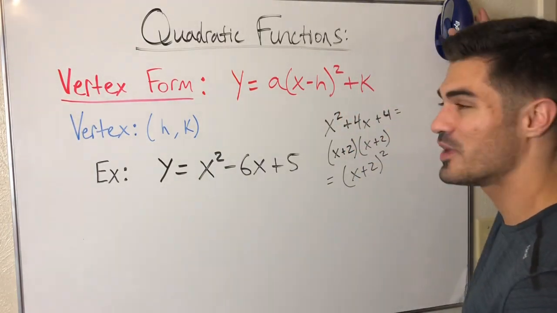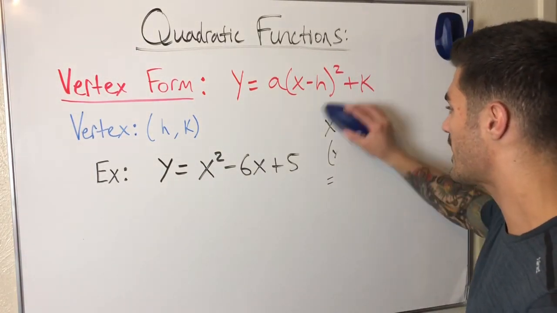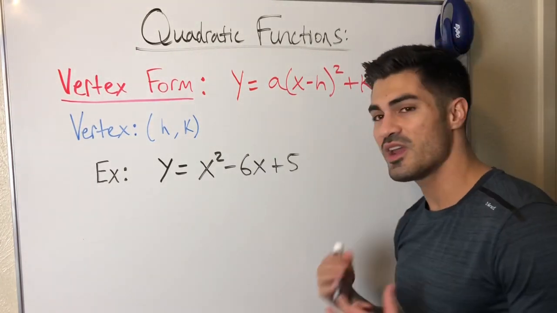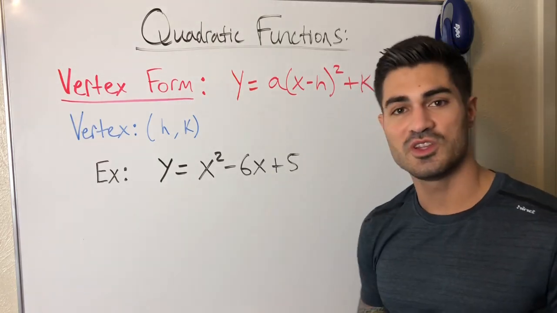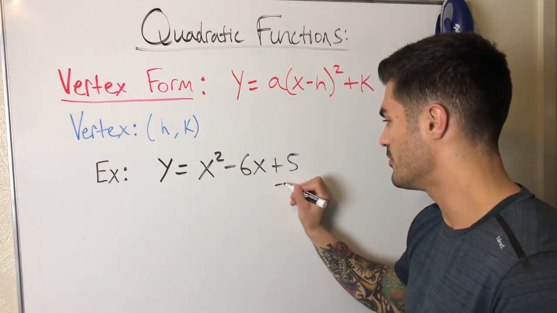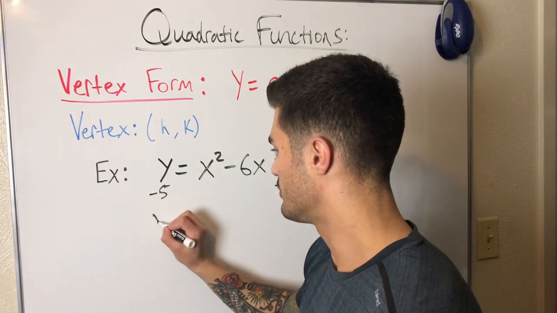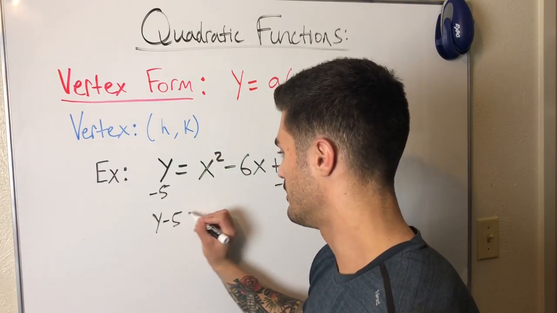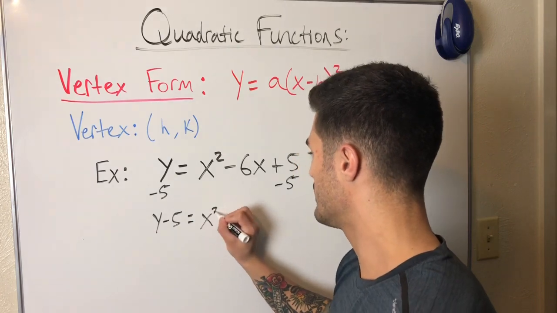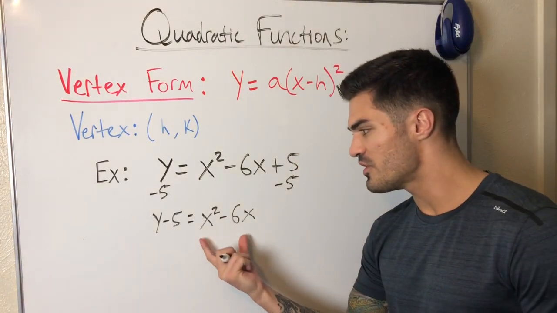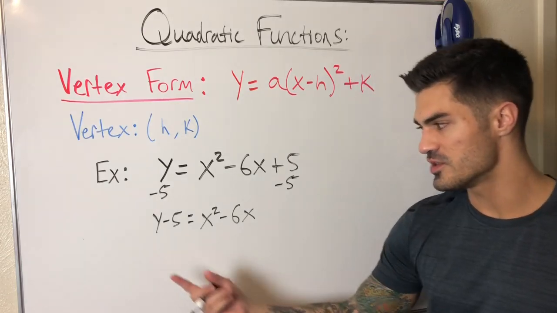And again, there are different ways people do this. I'm going to show you the way I do it, but there's a few different approaches I've seen people take. But the thing I do is I get rid of the constant and move it to the other side. So I'm going to subtract 5 from both sides. Minus 5, and I'm left with y minus 5 equals x squared minus 6x. So I want just the stuff with x's by itself. I move the constant over.